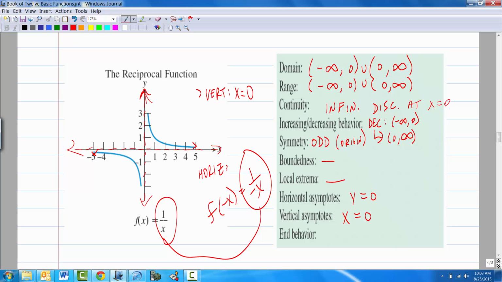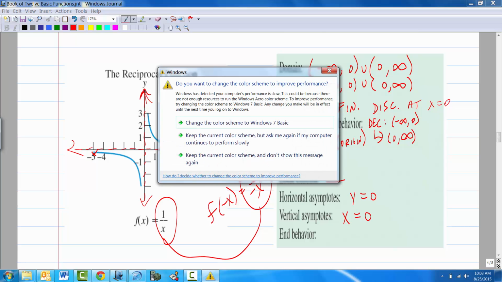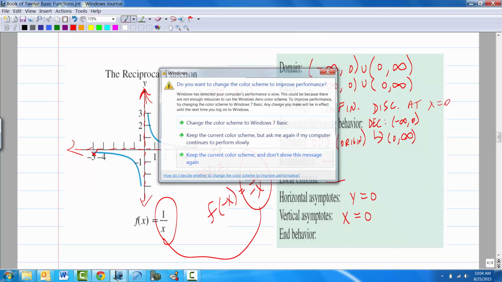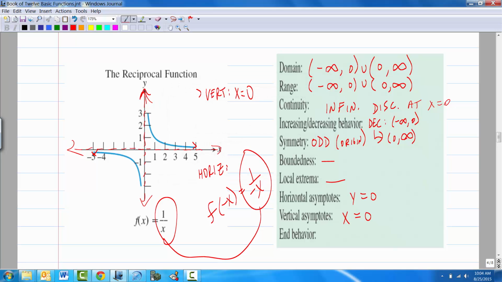It actually is increasing and decreasing. These are both decreasing, but they're two different intervals because there's two different chunks. So I do have to say that there's two different decreasing intervals.